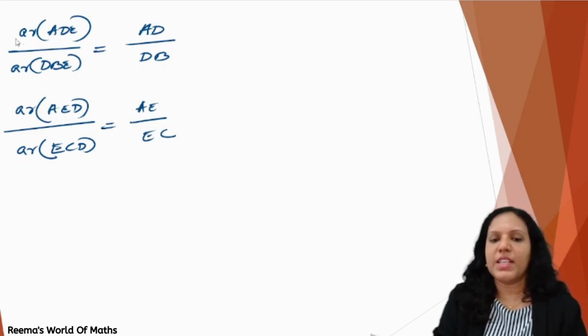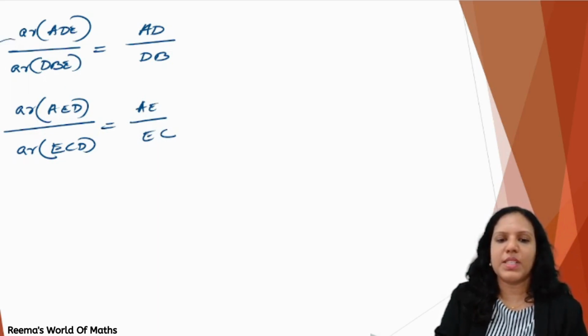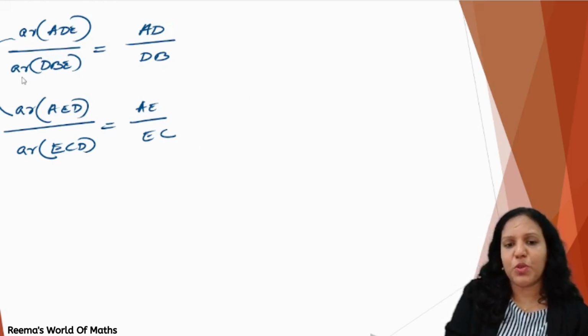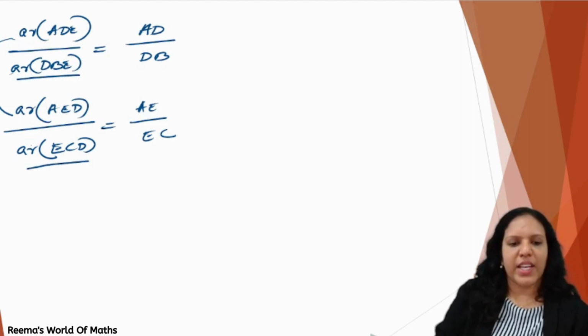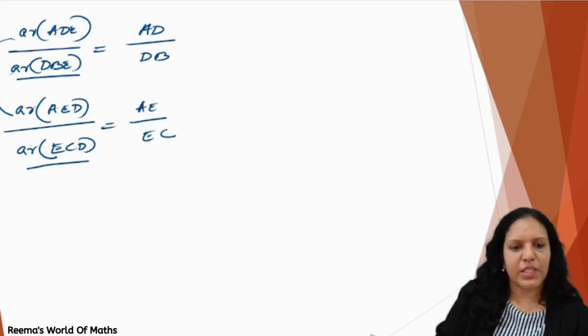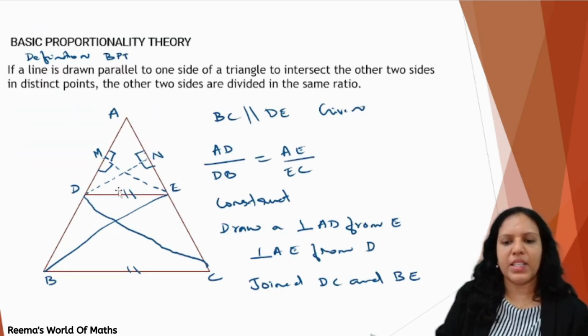Here we can see the numerators of the left-hand sides are the same. Area of triangle ADE and area of triangle EDC are the same. So the numerator is already equal, and now we just need to prove the denominators are equal. Let's see area of DBE and area of ECD. Let's look at those triangles in the figure, triangle DBE and triangle ECD.